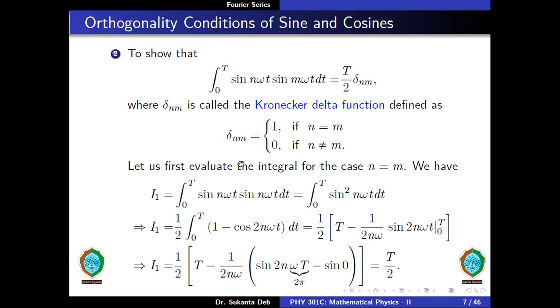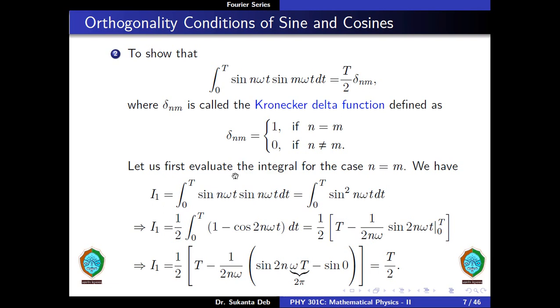Second orthogonality condition. To show that integral from 0 to capital T sine of n omega t sine of m omega t dt is equal to capital T by 2 into delta n m, where delta n m is called the Kronecker delta function, defined as delta n m is equal to 1 if the indices n is equal to m, otherwise it is equal to 0.